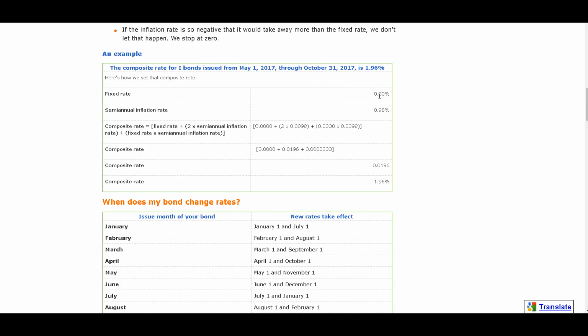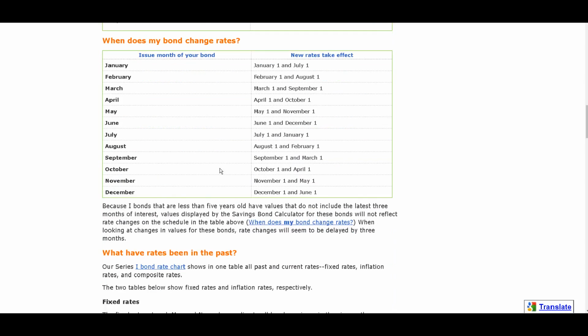So the fixed rate is 0.00% right now. That wasn't always the case. The semi-annual inflation rate is what changes, but when you purchase the I bond, you purchase it at a fixed rate. It's the semi-annual inflation rate that changes.